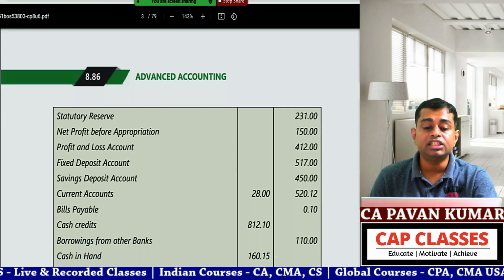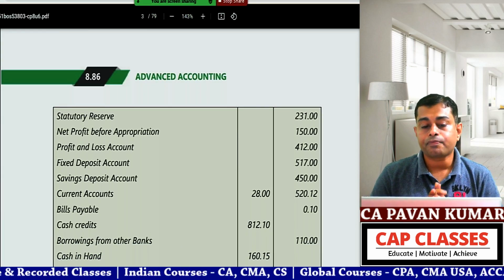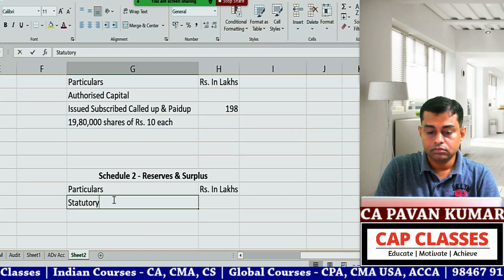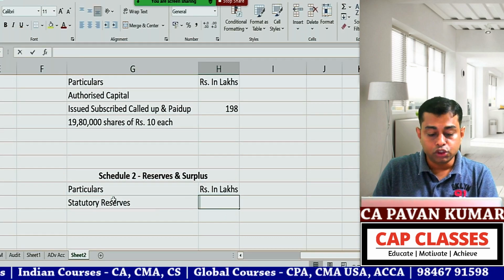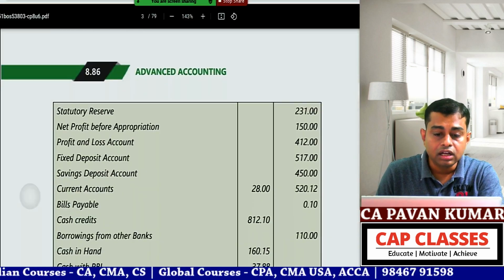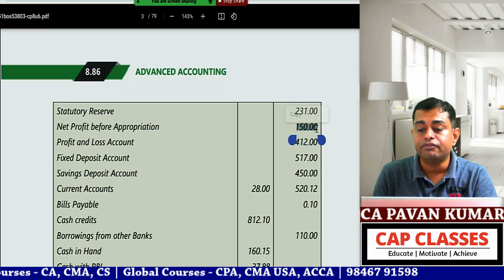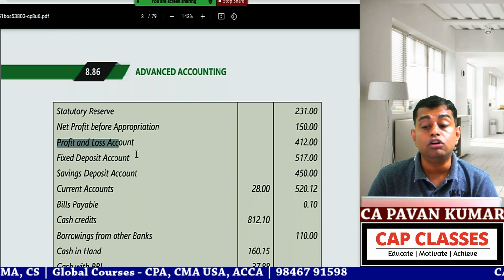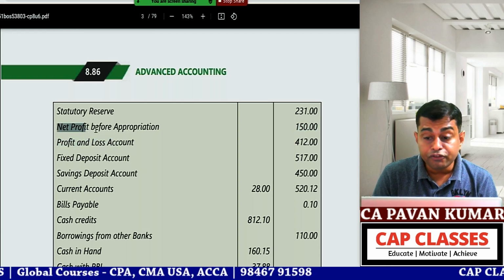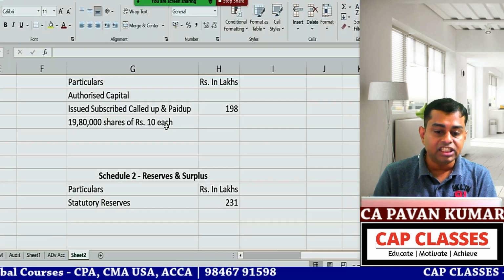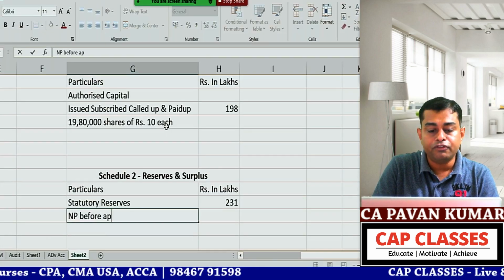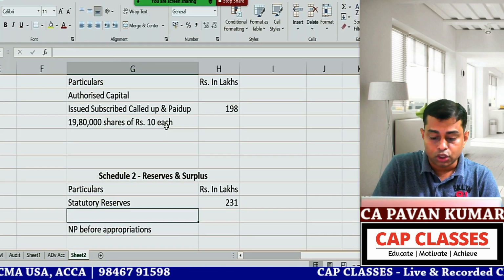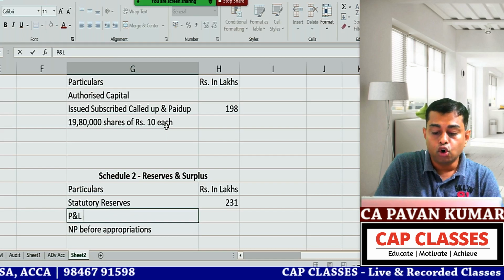Next, statutory reserve 231. Tell me, where shall I put this? Reserves and surplus, that means schedule 2. Statutory reserves 231. Correct? Next, net profit before appropriation 150. We'll see if any appropriations are there. Then after that they are giving profit and loss account 412. Net profit before appropriation 150, so there will be some adjustment here. So this is the P&L opening balance.